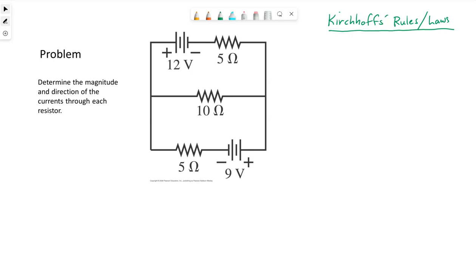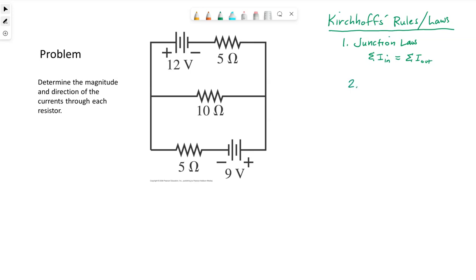So the 2 laws, one of them is the junction rule or law that tells us that if we add up all the currents flowing into a junction, they have to equal the summation of the currents flowing out of the junction. That has to do with the conservation of charge. Whatever charge is moving must keep moving.